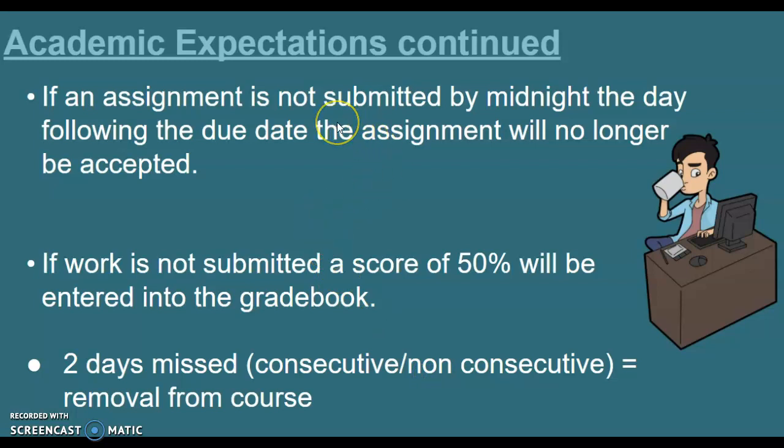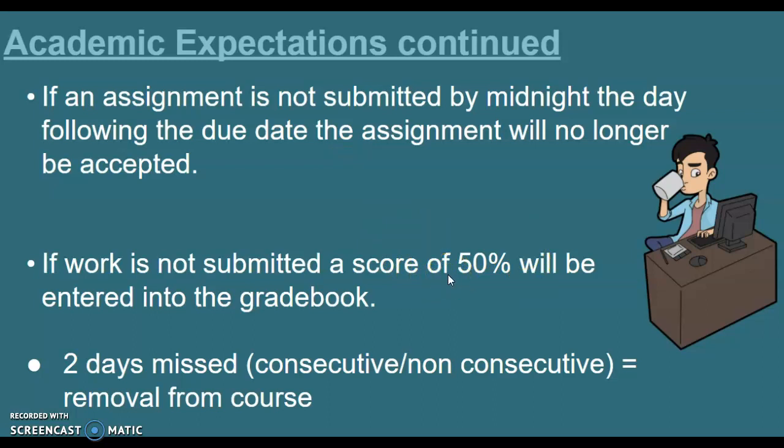Okay, now what happens if you don't submit an assignment by midnight following the due date? If you do not submit an assignment by midnight following the day that it was due, you will have a minimum score of 50 placed in the gradebook.